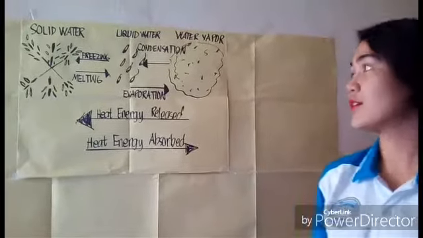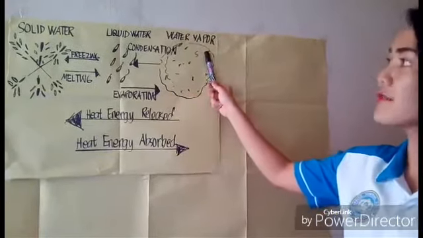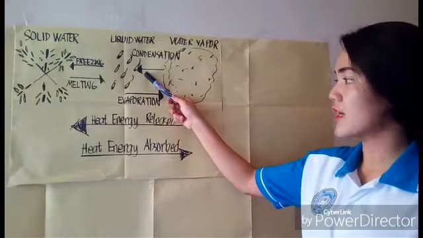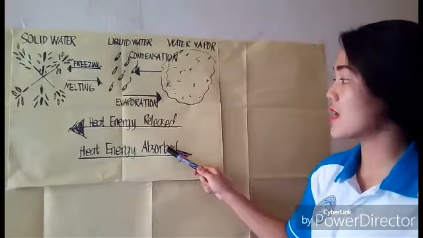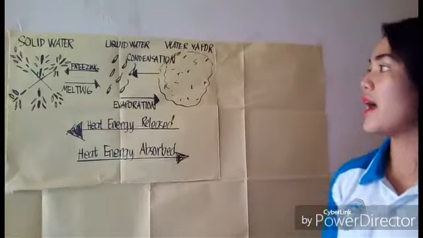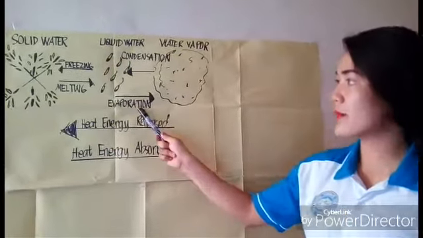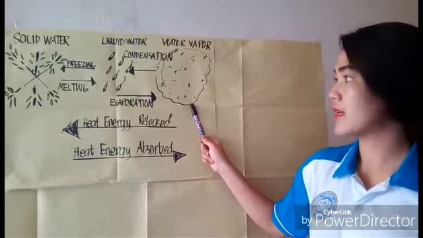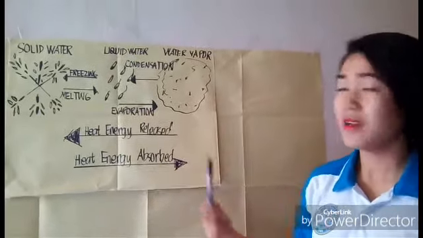Another process is condensation, from water vapor to liquid water. In condensation, the heat is released. And the last process, evaporation, from liquid to gas, or water vapor, is one in which the heat is absorbed.